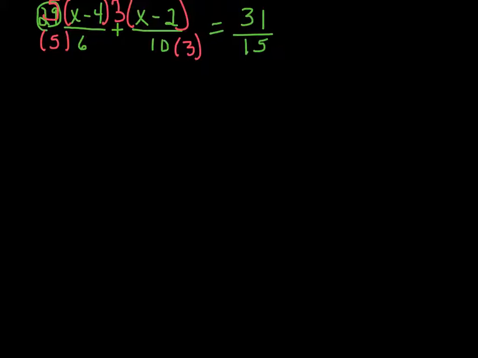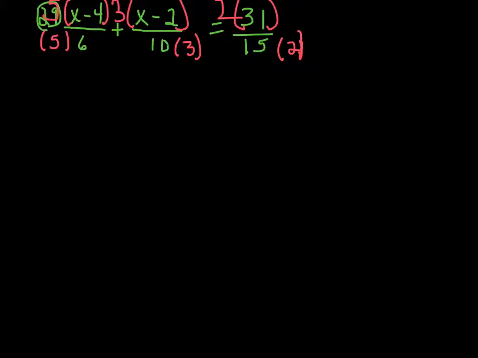To make the 15 a 30, I would have to multiply by 2. What I do to the bottom, I'm going to have to do to the top. So I'm going to multiply that by 2 as well. All right, now we found a common denominator. Notice that our common denominator is 30.